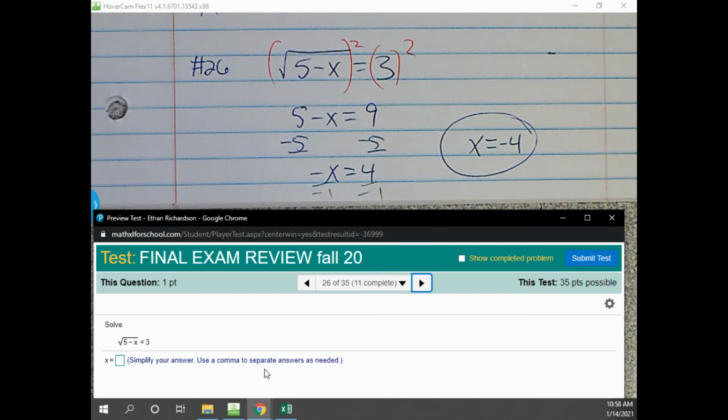Okay. It says use a comma to separate answers as needed. There's only one answer, so you don't have any need of commas for that one.